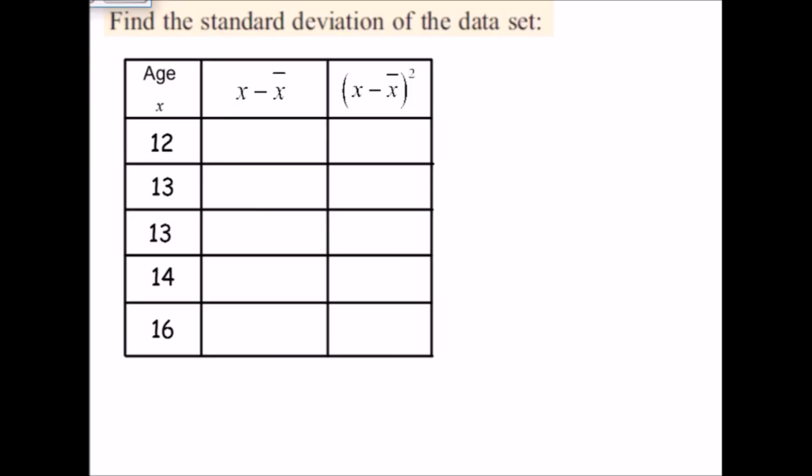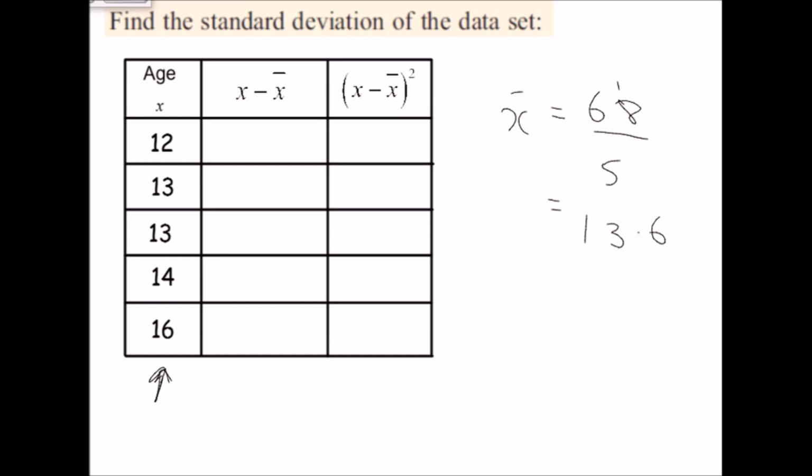So in this example here, we've got numbers 12 through to 16. I first need to work out what the mean is equal to. So x bar is going to be the sum of the ages, all these ages here. The total is 68, and we've got 5 scores there. So the mean is equal to 13 with 3 left over, so 13.6.